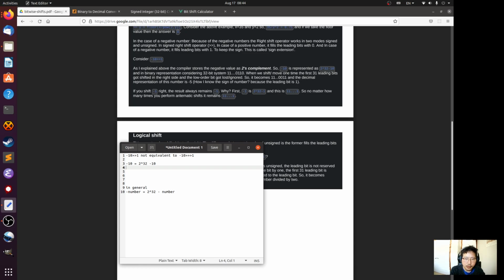Okay, so minus 10 in binary is this, and we are shifting it to the right by 1. So it becomes, can you see here, the leading bit has to be copied if it's shifted by 1 to the right. Okay, 1 is copied.